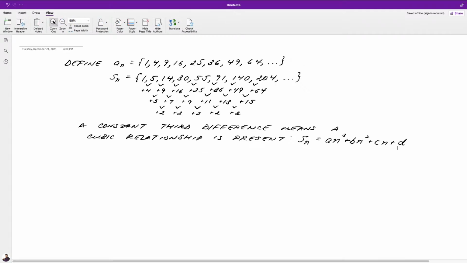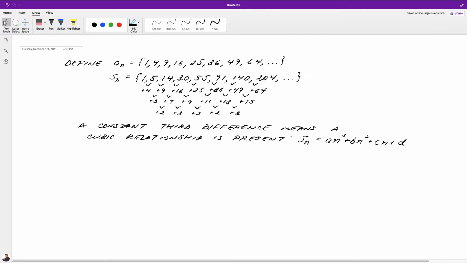Let's go ahead and zoom out one step there, to give us a little bit more working room. So we have 4 unknowns that we need to find, a, b, c, and d, but we have plenty of data to do that. I know that when n is 1, S sub n is 1. When n is 2, S sub n is 5. When n is 3, S sub n is 14. When n is 4, S sub n is 30. I don't really need to go beyond that because if I have 4 equations and 4 unknowns, I can solve that system.